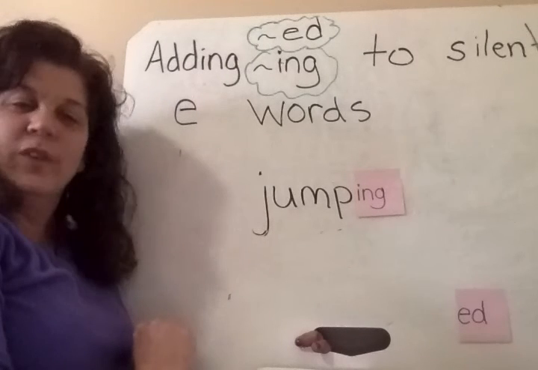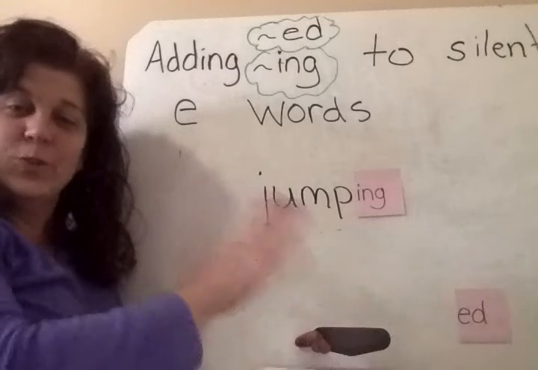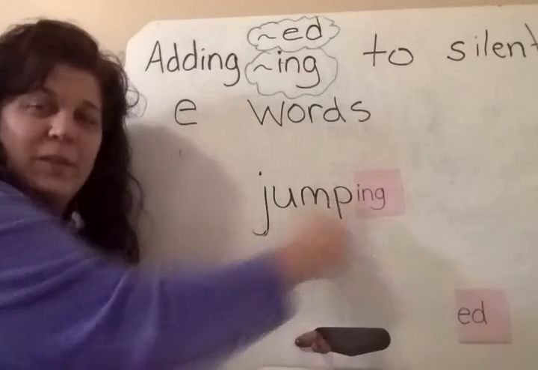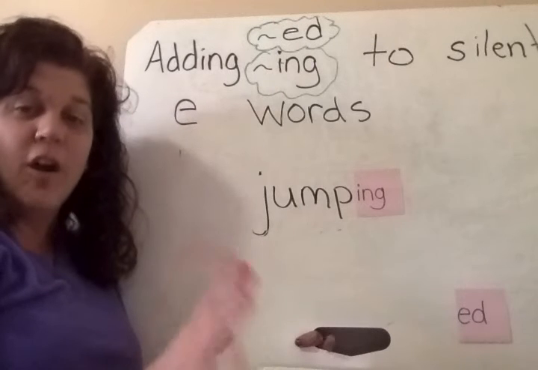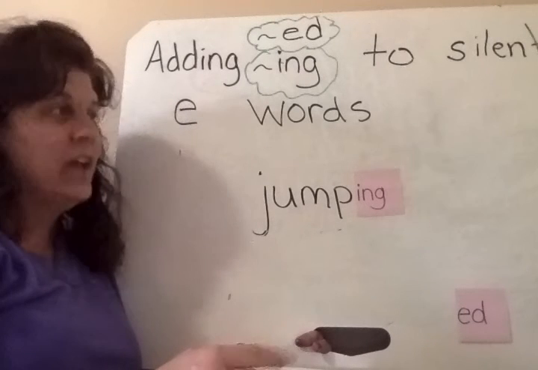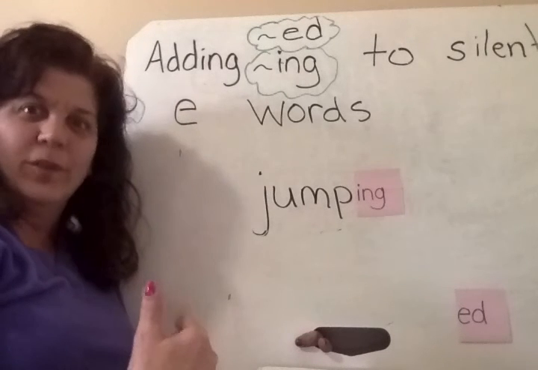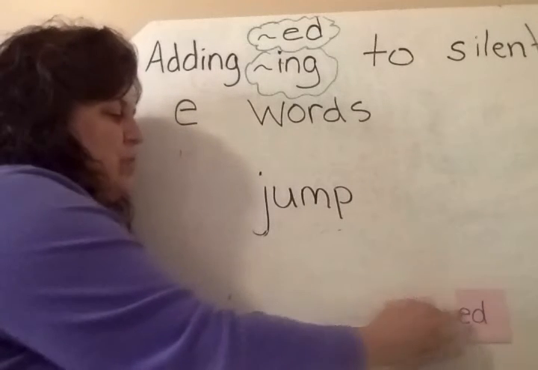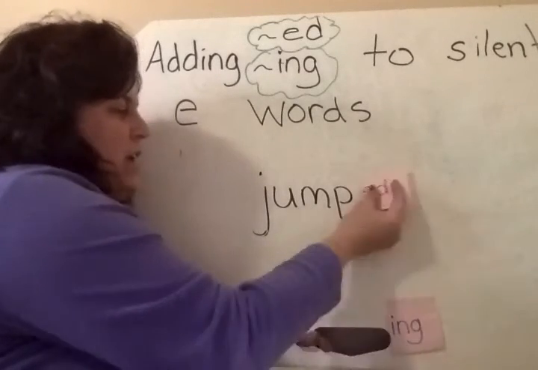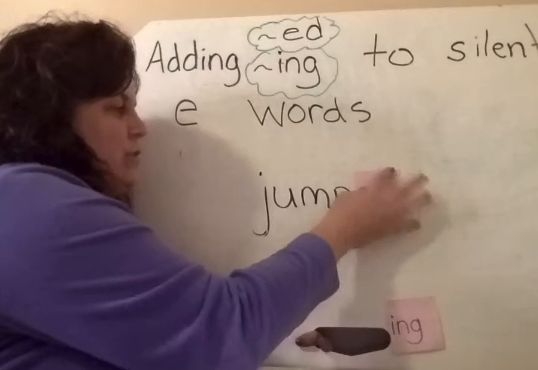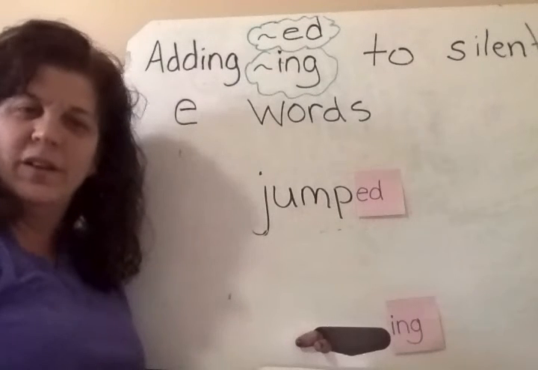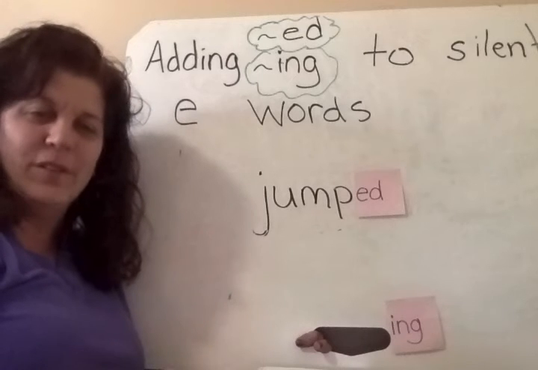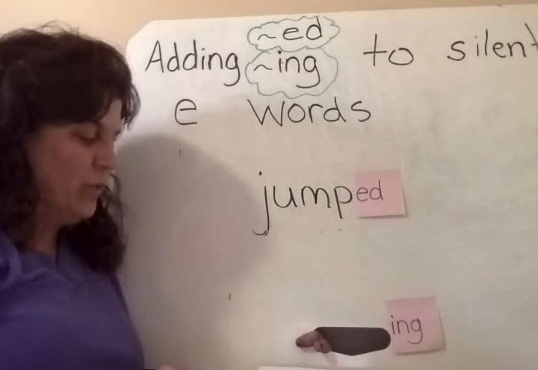Okay? So that was really easy. No tricks, nothing to worry about. Pretty easy. Here's my word jump. Jumping means I'm doing it right now. Now, if I already did it, like last week when the Buffalo Bills won that football game, I wouldn't be jumping. I would say I jumped for joy last week. Ed at the end of the word means that it already happened. Jumped.